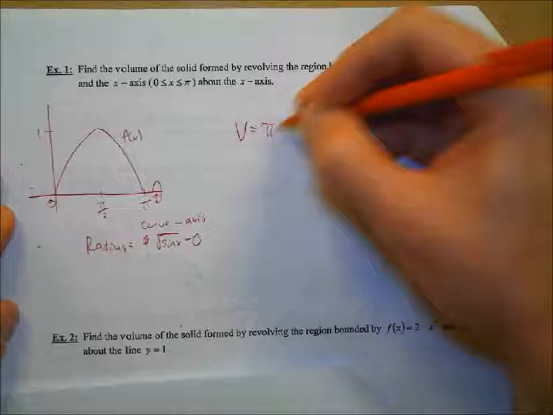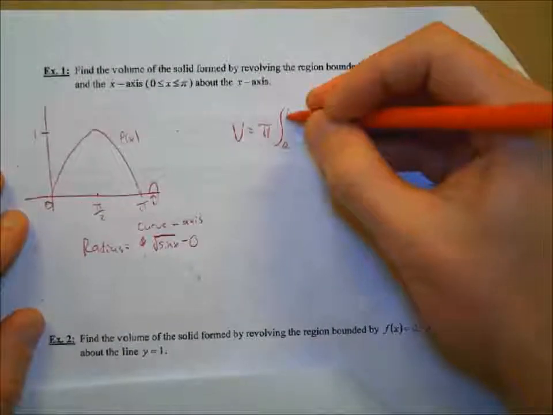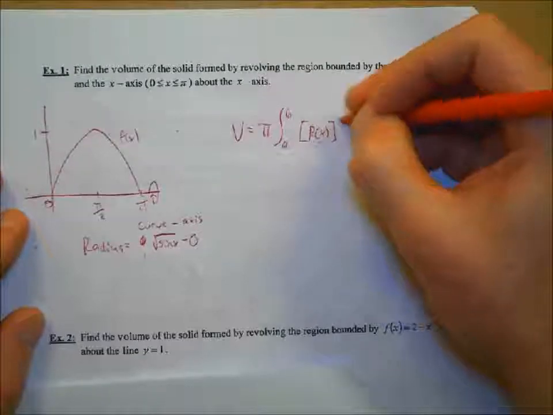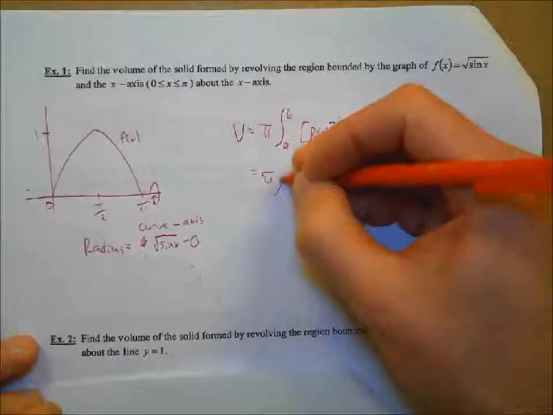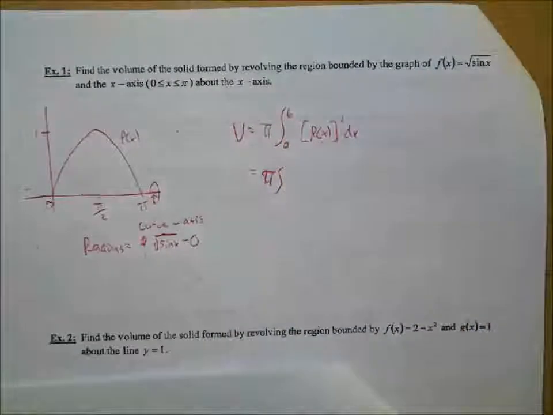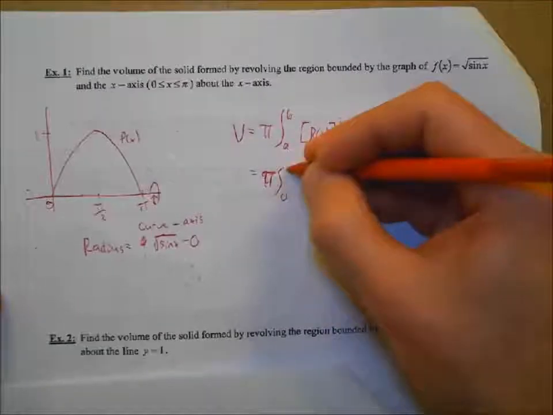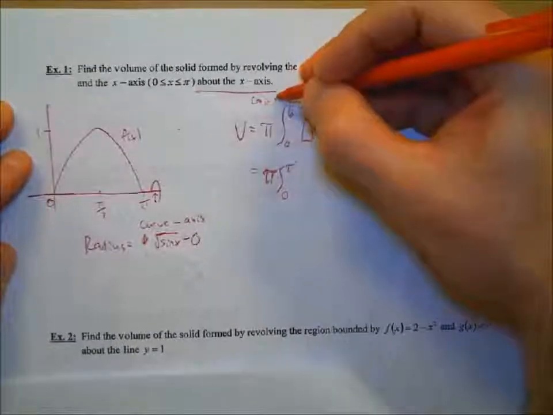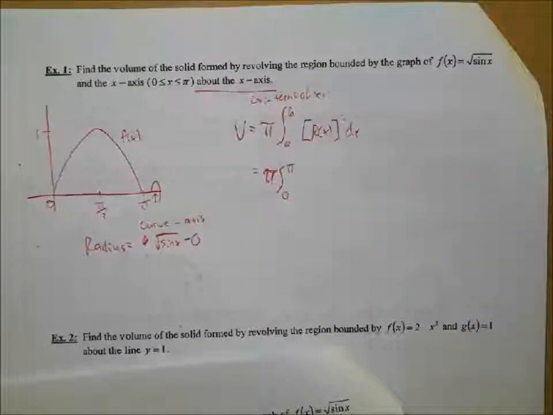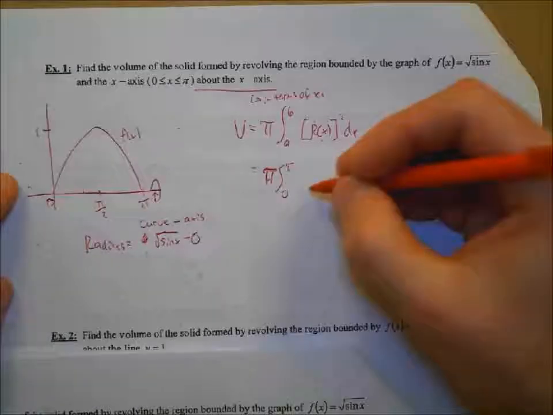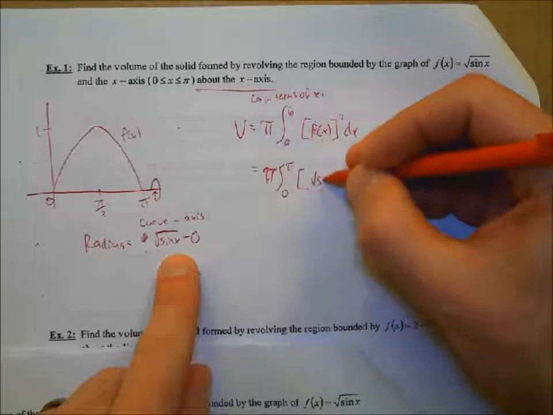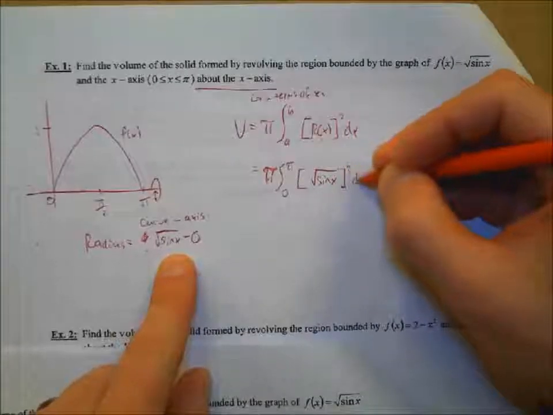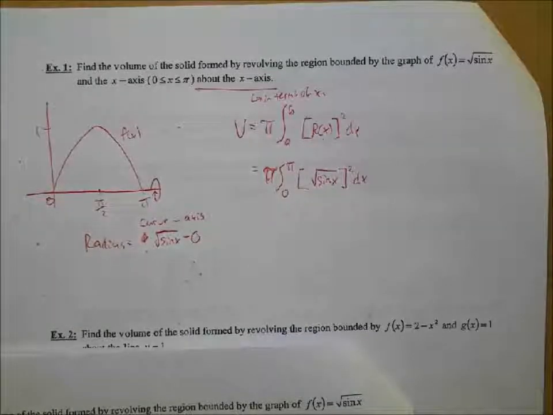So volume equals pi times the integral, and I'll just use the generic formula. We'll plug in here. Pi times the integral from what to what? 0 to pi. Again, x limits of integration because we are integrating with respect to x. Why are we integrating with respect to x? Because we're revolving about the x-axis. So that means in terms of x. And then we'll write in our radius, the square root of the sine of x. If you want to put the minus 0 in, you can, but I'm not going to because it's just square root of sine of x. Okay, so there's our setup for our volume.